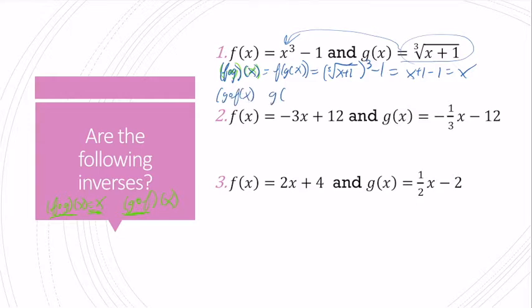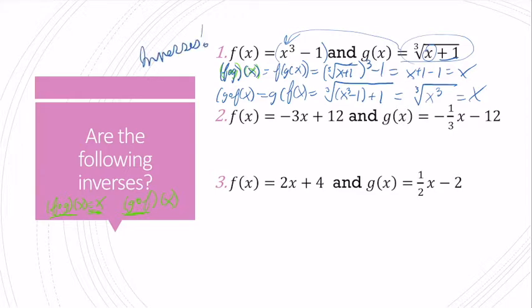So I'm going to take g and substitute f of x into it. So now I have the cube root of, instead of x, I have x cubed minus 1, plus 1. This is going to simplify to the cube root of x cubed, which is x. So these two functions are inverses. Woohoo!